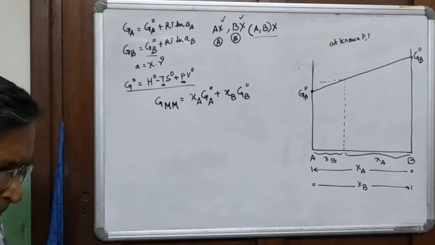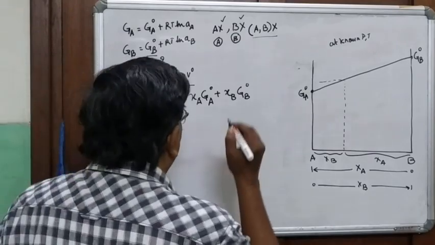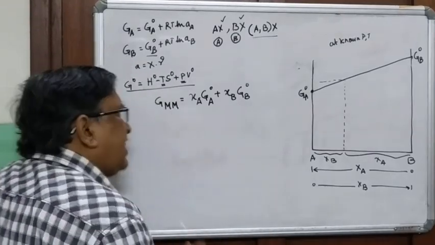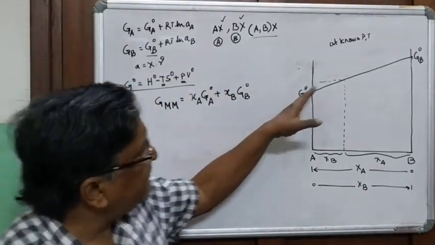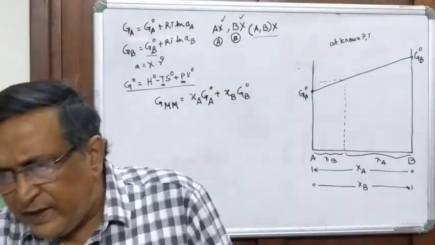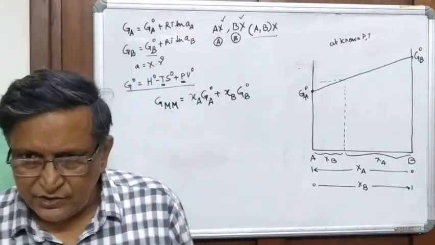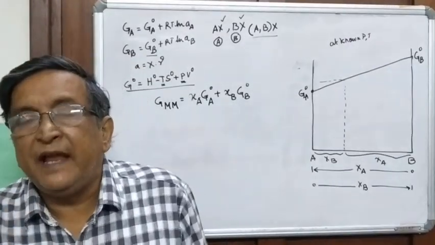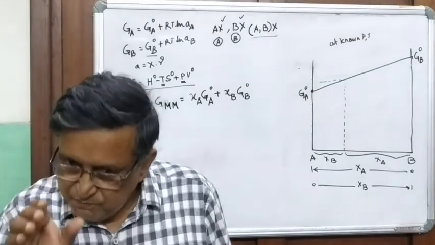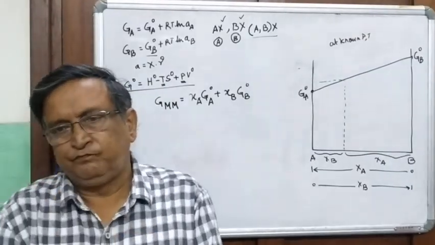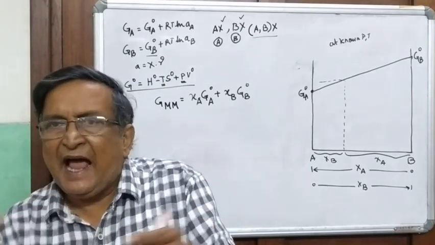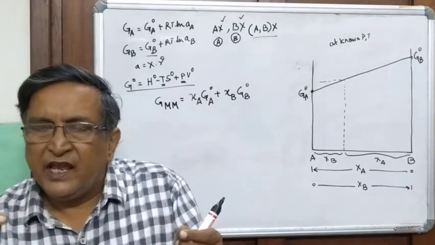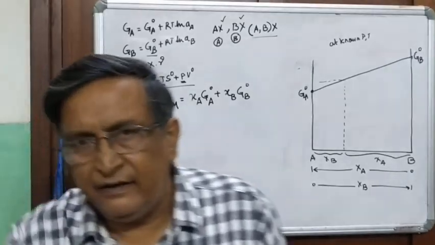Now say, if I do, let me write, what happens, this is for a mechanical mixture. What happens if there is a solid solution between A and B? What is the difference? Solid solution of A and B. What does it mean? It means that A and B now in the solution cannot be separated physically.